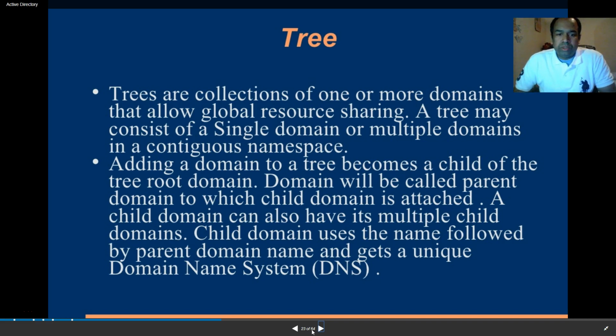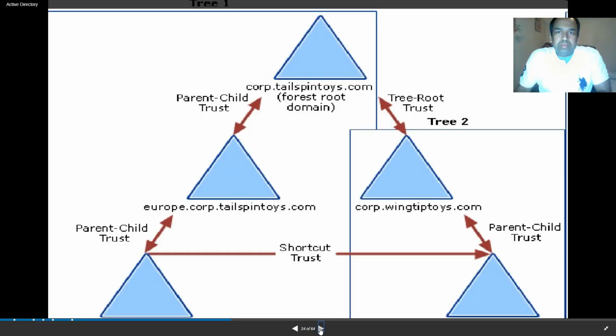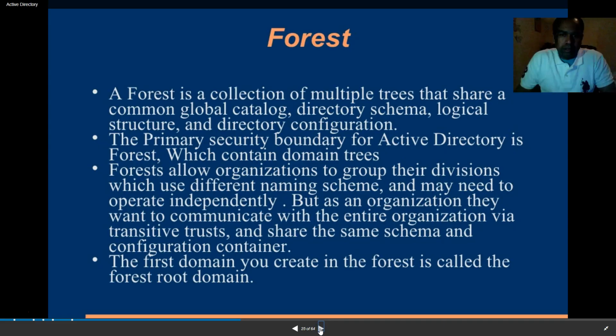A child domain can also have its own multiple child domains. A child domain uses its name followed by the parent domain name and gets a unique domain name system name. These are the kind of hierarchy I came up with, and examples.